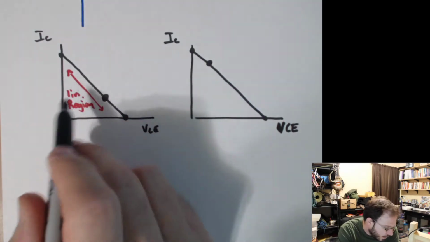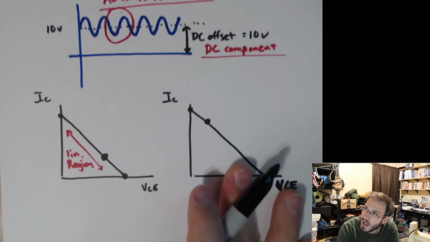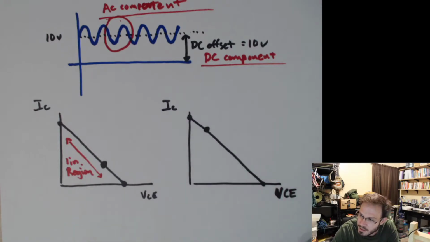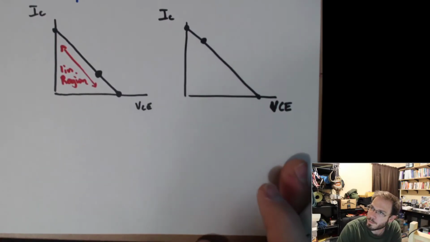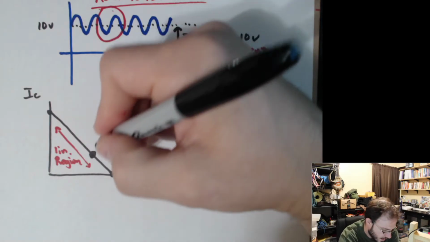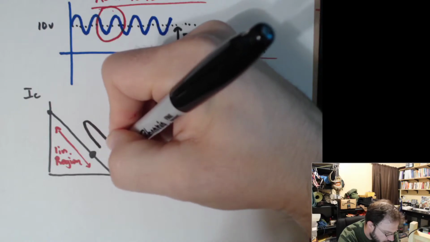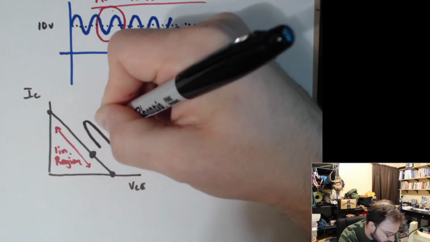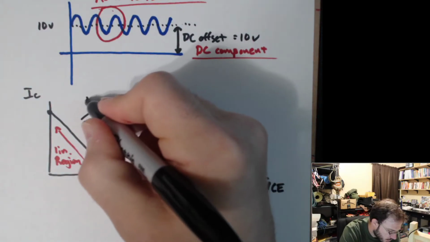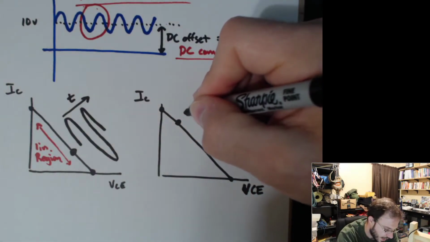So let's go ahead and look at what happens if our Q point is too low to start off with. In other words, if our DC offset is too small. And then we'll look at the case when our DC offset is too large, what happens to this Q point. So you can think of our applied signal causing this Q point to slide up and down. Similarly here, you can think of our Q point as sliding up and down.